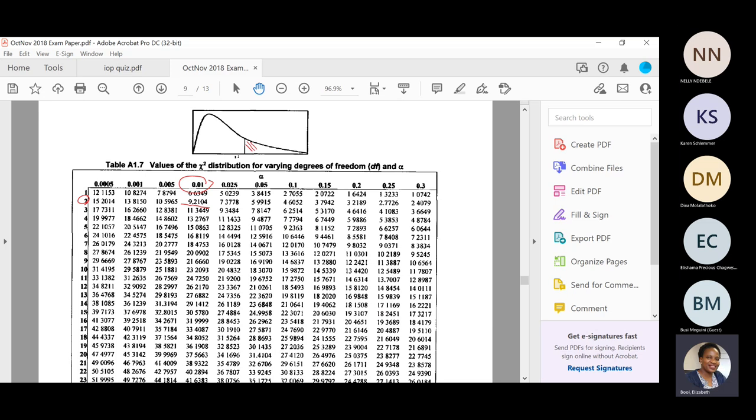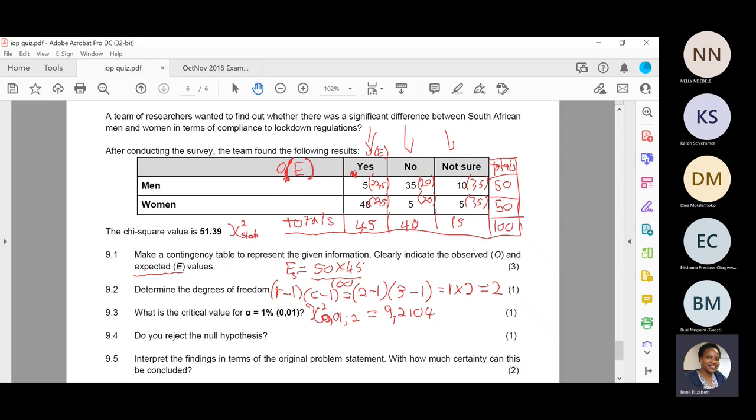Also, remember this. If it falls here, decision rule, we reject the null hypothesis. So we know that this region of rejection is 9.21. What did we get? The test statistic is 51.39. So since the chi-squared test statistic is equal to 51.39, which is greater than the critical value of 9.2104, we reject the null hypothesis.